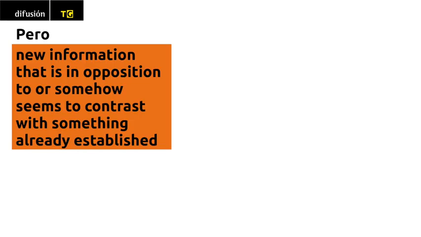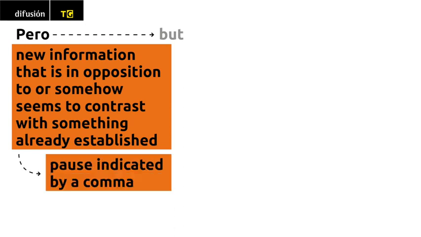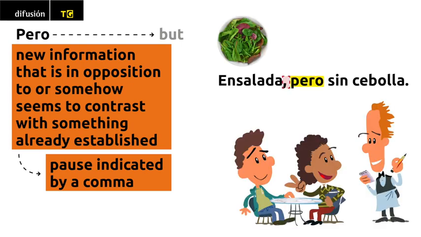Pero. The connector pero adds a bit of new information that is in opposition to or somehow seems to contrast with something already established. In English, we could use the word but in this context. A pause indicated by a comma is generally used before the word pero. Ensalada, pero sin cebolla.